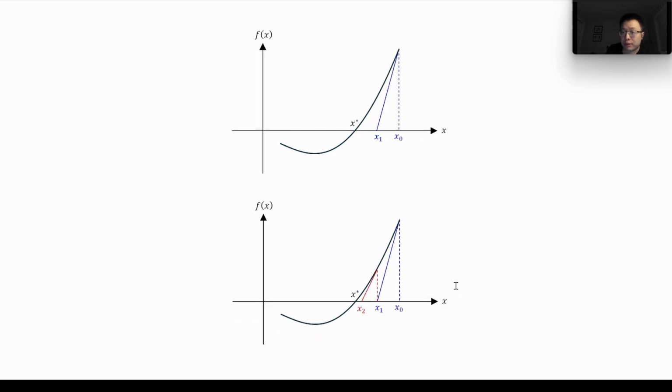And after that, we just need to repeat the same process. Pick the point on the graph of f of x, whose x-coordinate is x1, and then draw a tangent line from there. The new tangent line, which is the red solid line, intersects the x-axis at x2. And that's the next approximation. So hopefully by repeating this process over and over again, we can get a very good approximation to x star.